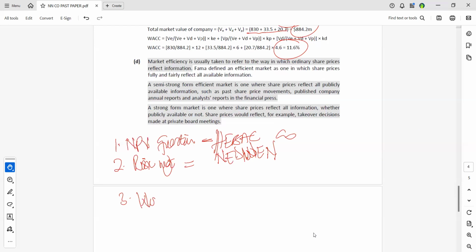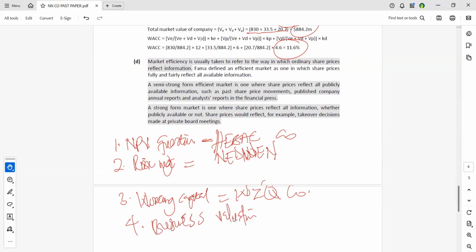For working capital, resort to WXZ. Is it WXZ? There's one past paper like that. I've forgotten that question, but it's of this form. I'll search for it and let you know. And for issues of business valuation, resort to the illustration that I gave you.